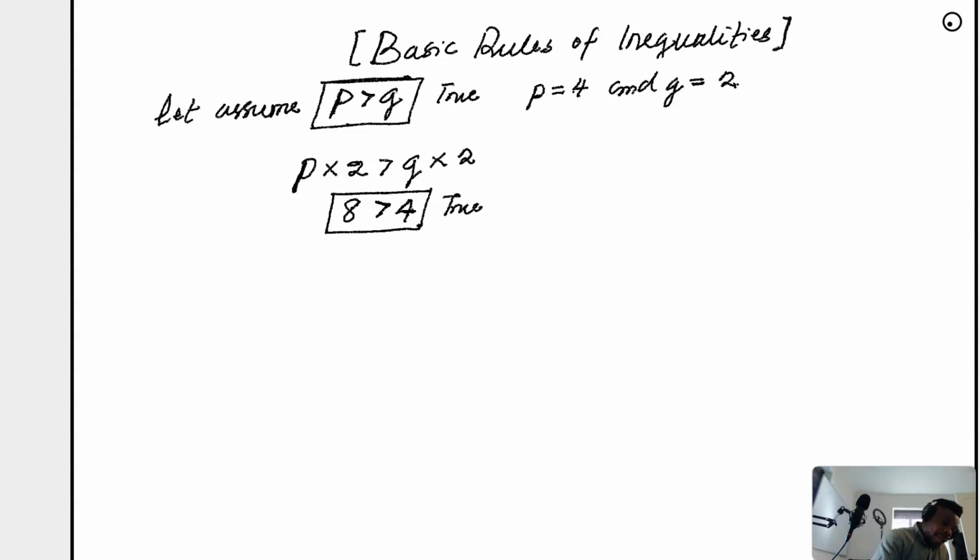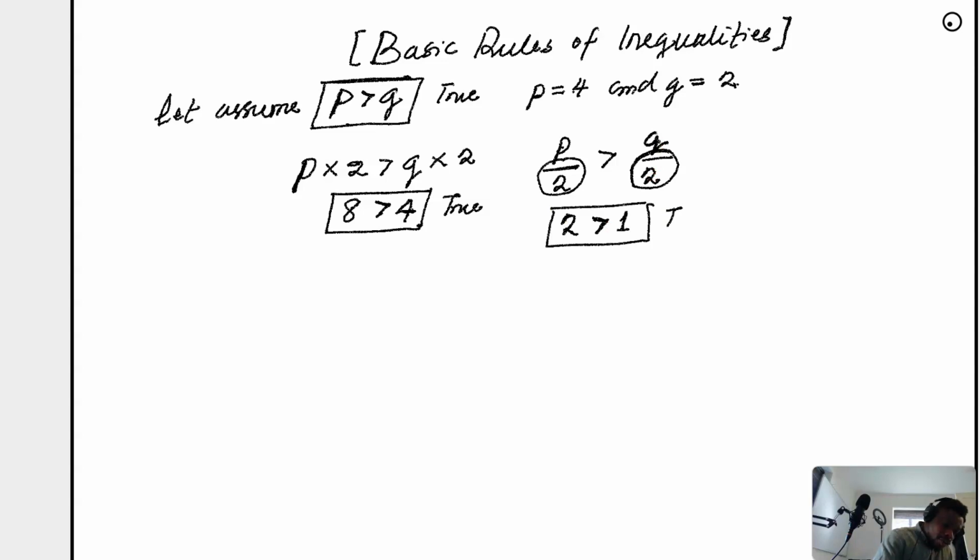True, true. Now, let's check in terms of division. If I divide by plus 2, which is still 2, and I divide by 2, which is still 2. So this is positive 2 divided by positive 2 here. What is P? P is 4. 4 divided by 2, that is 2. What is Q? Q is 2. 2 divided by 2, that is 1. 2 is still greater than 1, which makes that statement true.